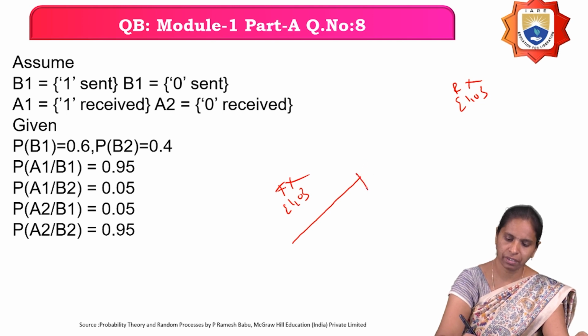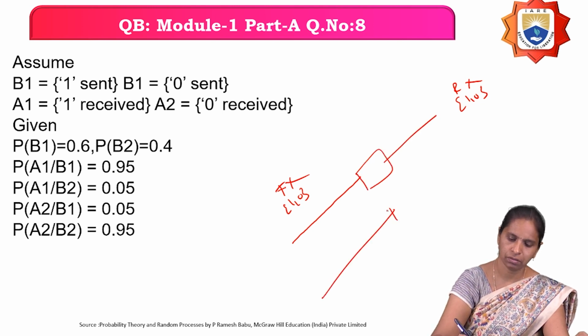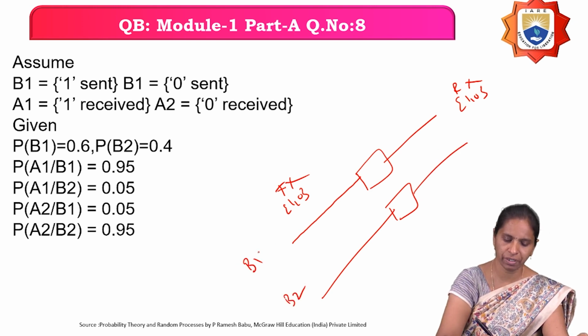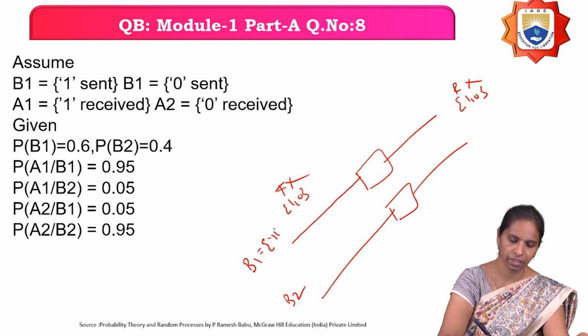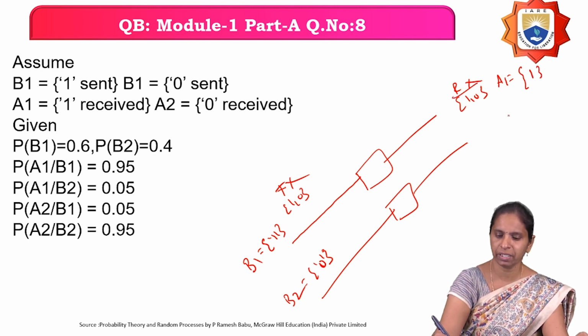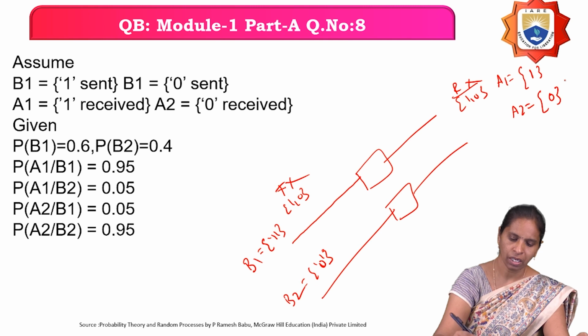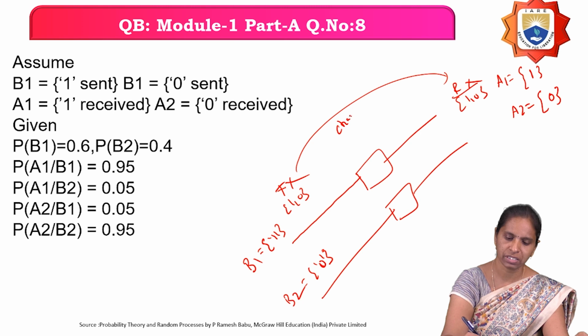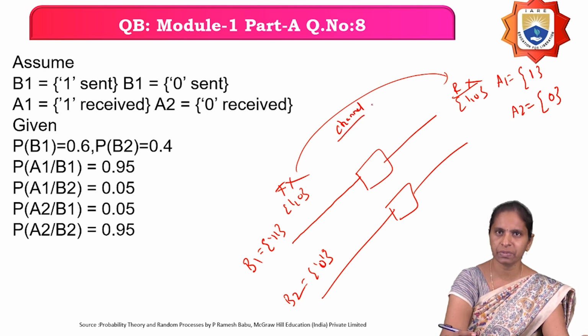Now we are transmitting a signal, and let us define the events B1 and B2. What is B1? Transmitting a symbol 1. And what is B2? Transmitting a symbol 0 at the transmitter. And what is event A1? Receiving, at the receiver, a symbol 1, nothing but event A1. And what is event A2? Receiving a symbol 0, nothing but event A2. And they have given that they are transmitting from the transmitter to the receiver over a channel, and this channel is sometimes causing errors.